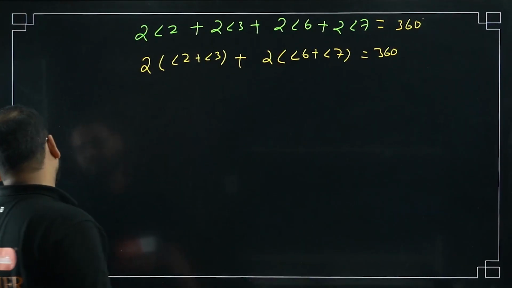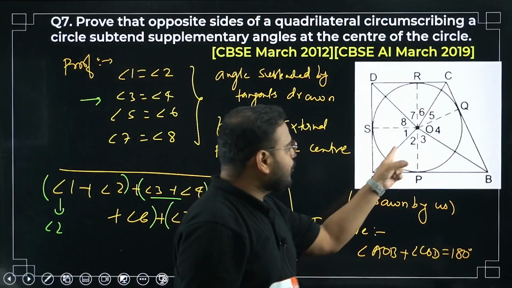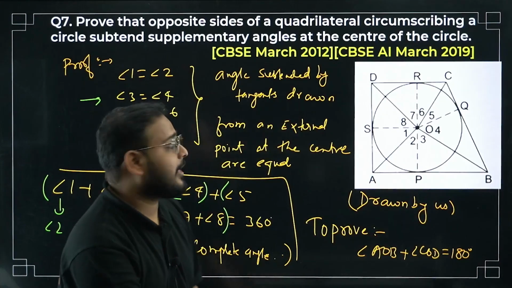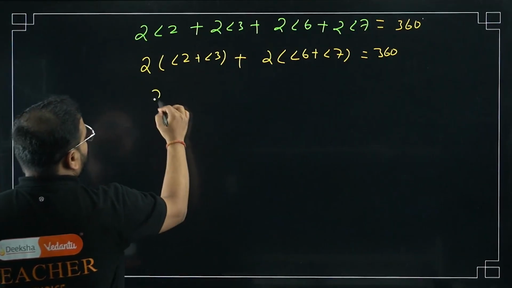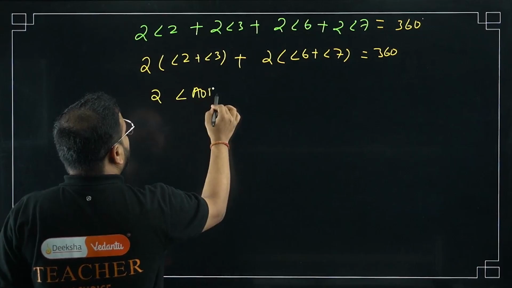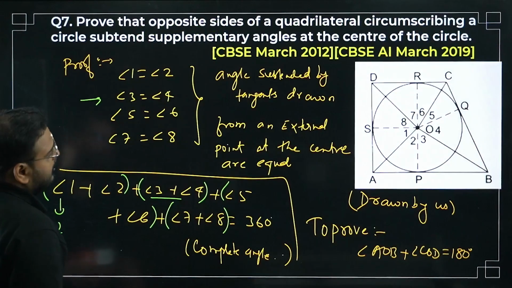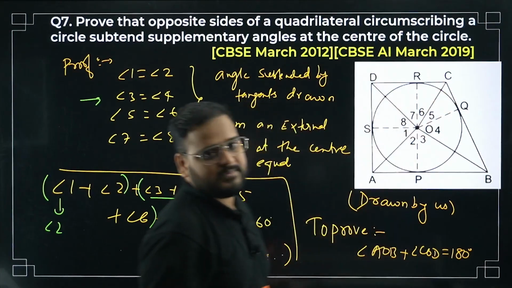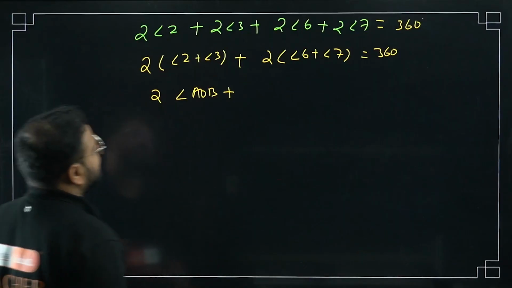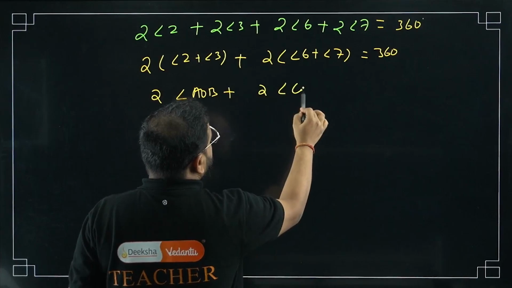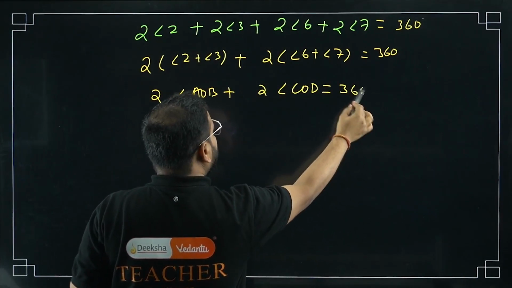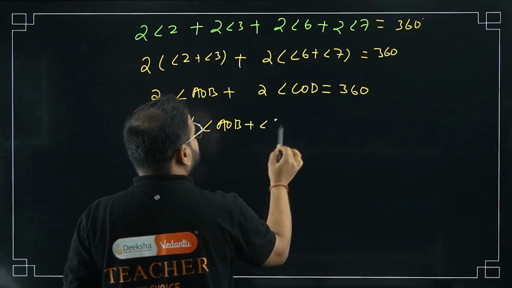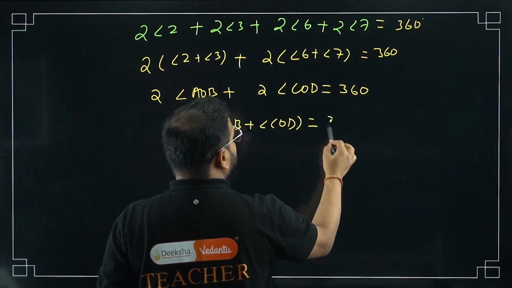What is angle 2 plus angle 3? 2 plus 3 is angle AOB. Twice of angle AOB plus, what is it? We had 6 plus 7. 6 plus 7 is COD. Take 2 common now. I get angle AOB plus angle COD equals 360 degrees.